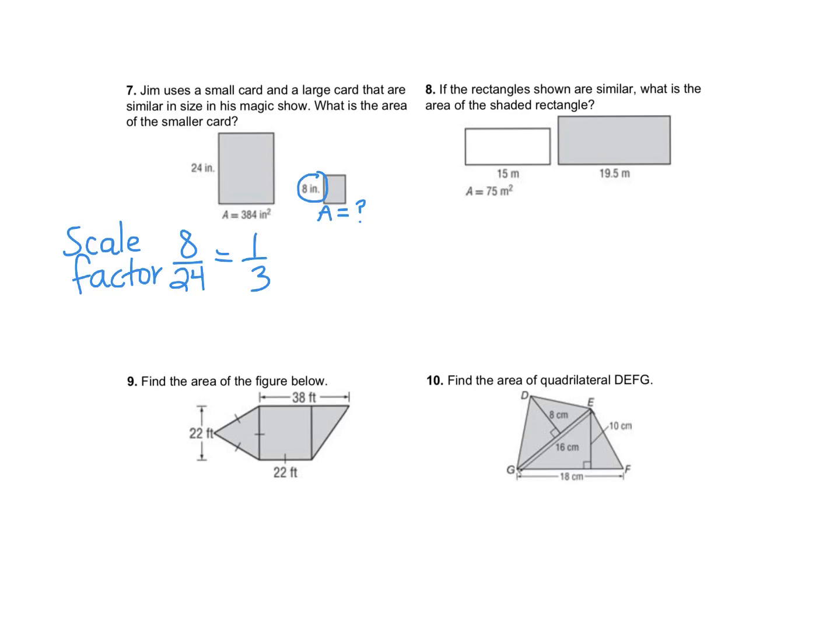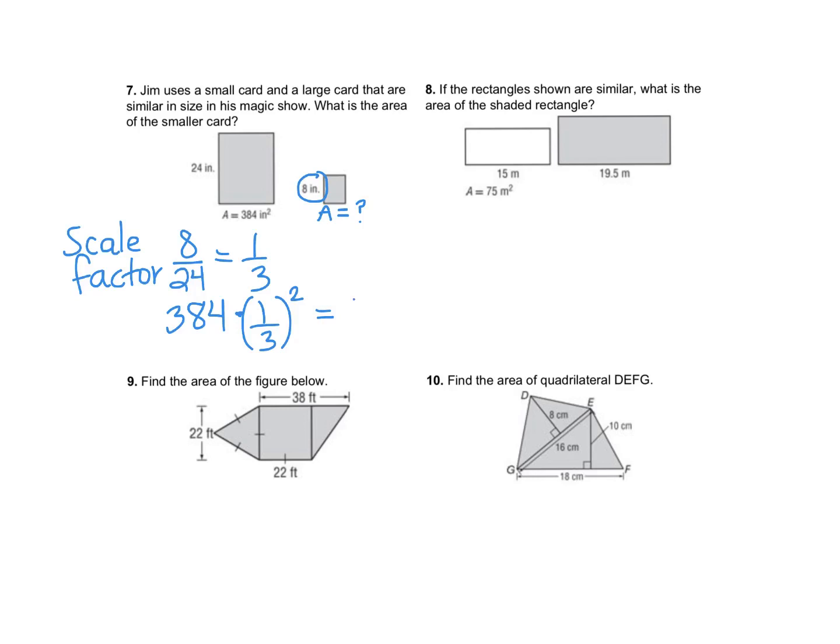So now what you would do is you could multiply the area that you know, which is 384. You can multiply that by the scale factor twice. So you're actually multiplying this by the scale factor squared. And the reason that we do that is because area is two-dimensional. So whenever you're multiplying to create the new shape, you multiply both the length and the width by the same scale factor. That's why we're going to multiply by 1/3 squared.